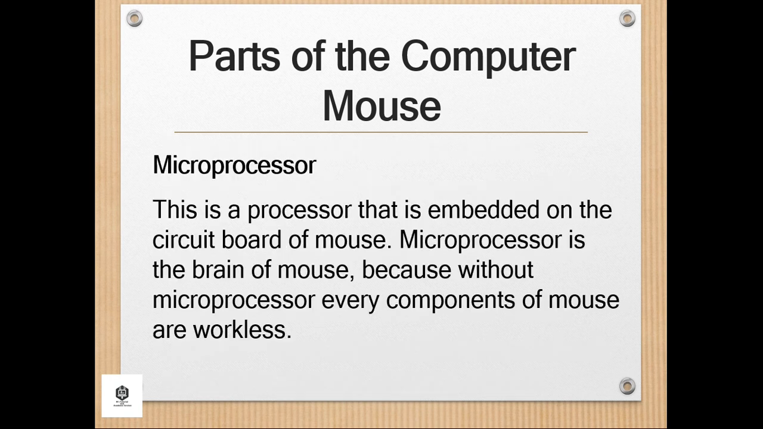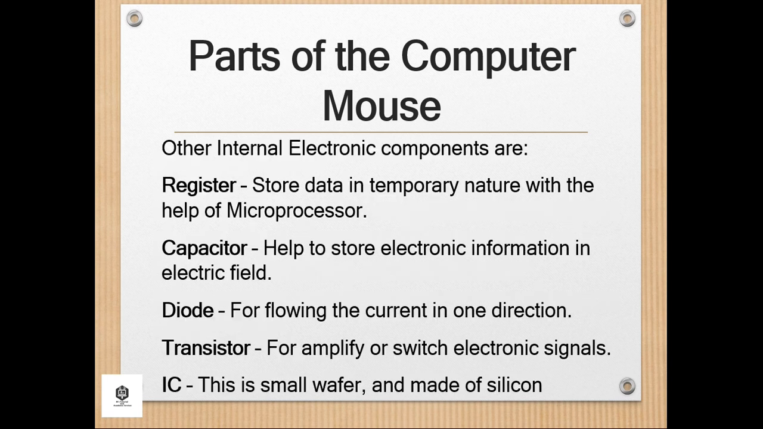Microprocessor. This is the processor that is embedded on the circuit board of the mouse. The microprocessor is the brain of the mouse because without the microprocessor, every component of the mouse is worthless. There are other internal electronic components, and these are: register, which stores data temporarily with the help of the microprocessor.